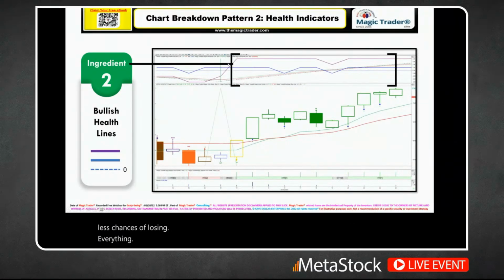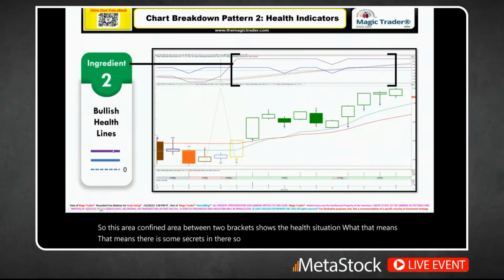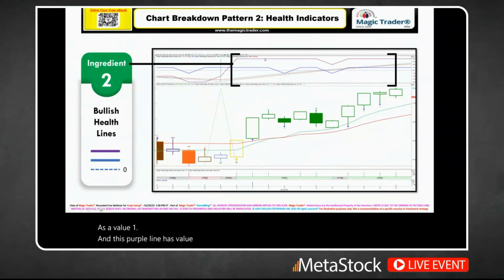So this confined area between two brackets shows the health situation. What does that mean? That means there are some secrets in there. So this purple line has to be above the blue line and has to be above the dotted line. And the dotted line is the 0 line. So let's start with the dotted line. This is the dotted line. It has a value 0. So this blue line is next, and has a value 1. And this purple line has a value 4. That's what you need to care about. As long as it's there, we have less risk to enter in. And that's how we trade.